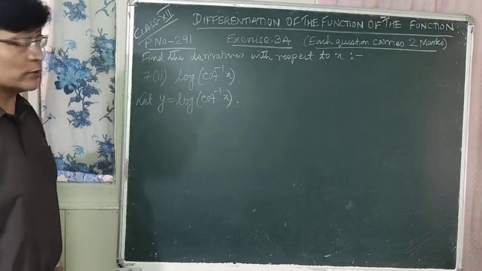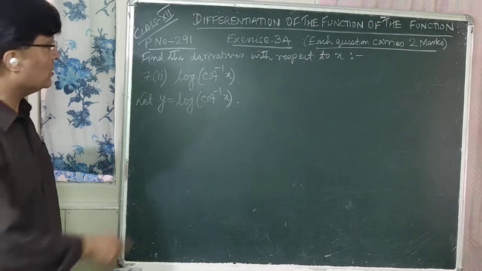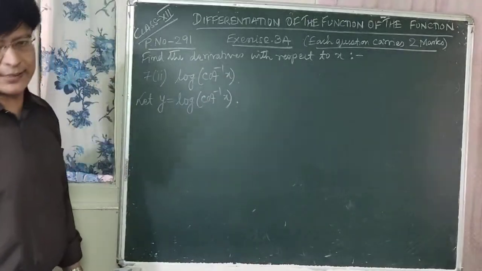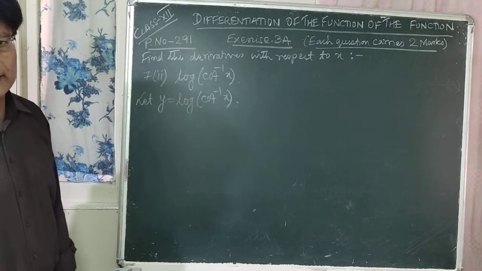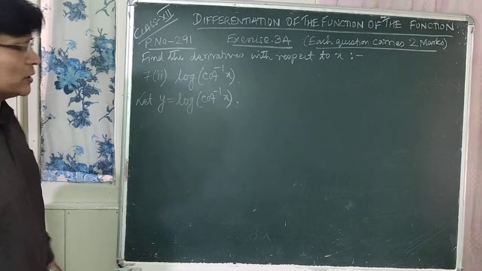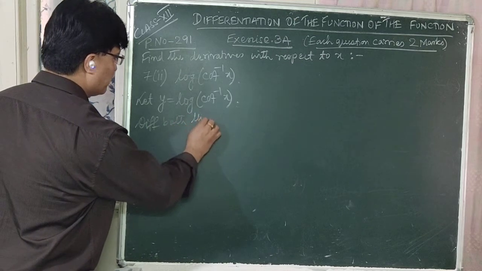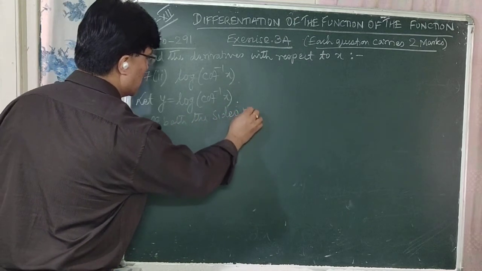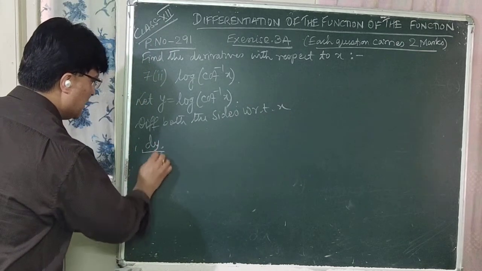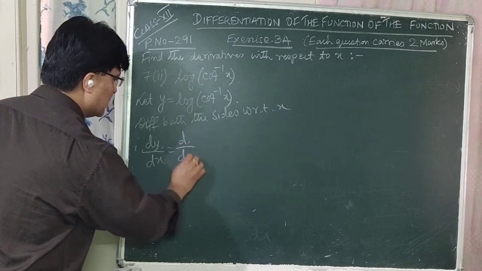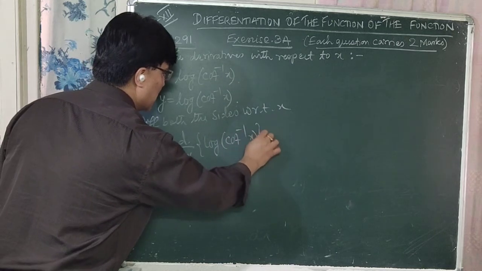Now we will do the next question, that is 7 number 2. You have to find out the derivative with respect to x of the function log of within bracket cot inverse x. So let us assume y is equal to log of cot inverse x. Let us find out dy by dx. That is, you have to differentiate both the sides with respect to x. So differentiating both the sides with respect to x, right? So therefore dy by dx is equal to dy dx of log of within bracket cot inverse x, right?